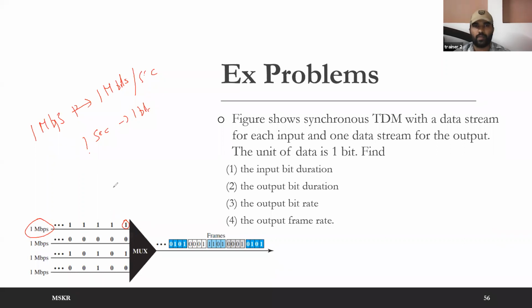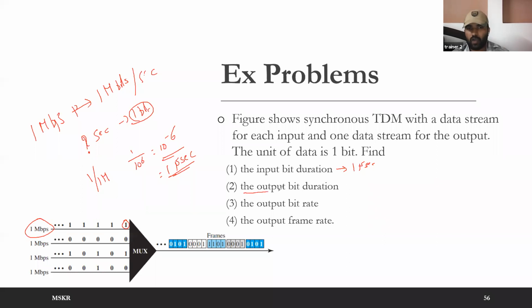1 Mbps means 1 million bits per second. Now I am asking, how many seconds will be taken for one bit? 1 million bits take 1 second, so 1 bit takes 1 by 1 million seconds. What is meant by 1 by 1 million? 1 by 10 power 6, that is 10 power minus 6. That is 1 microsecond for each bit. So the input bit duration is 1 microsecond.